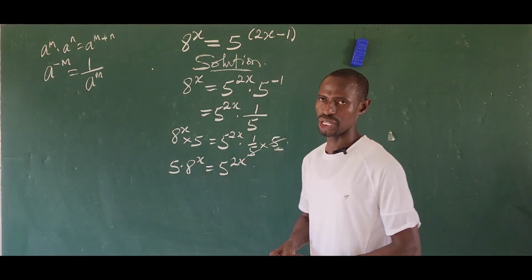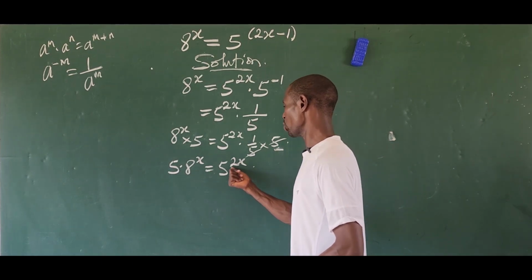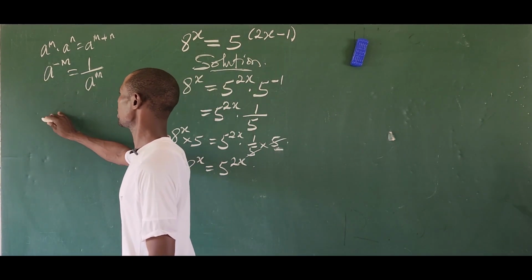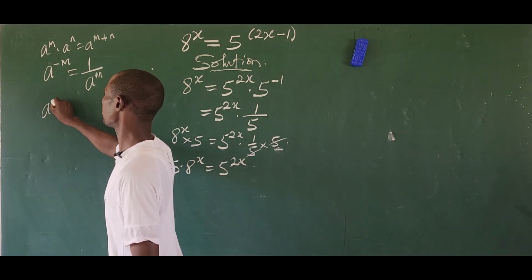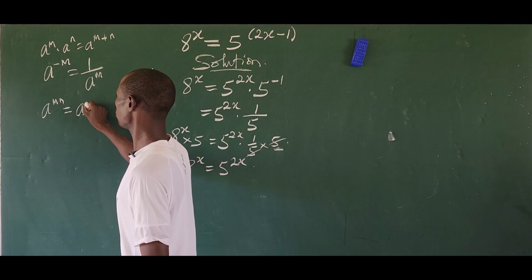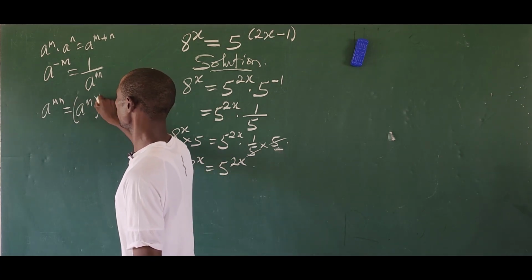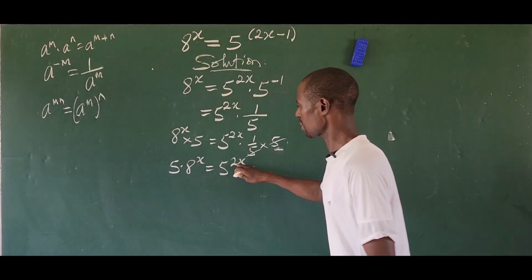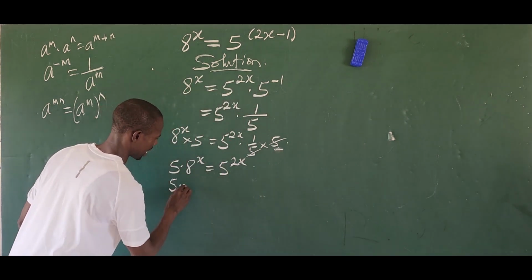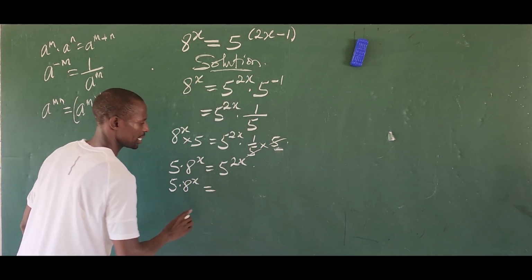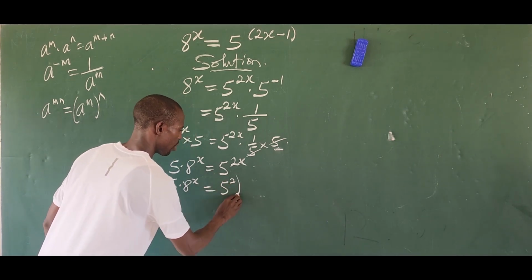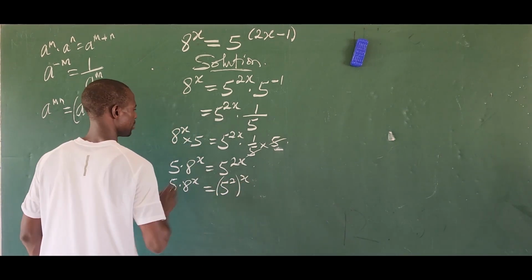There's something I want to do in here. I want to separate these two from this x here. So according to the law of indices again, which says that a to the power of mn is the same thing as a to the power of m, in bracket, raised to n, I can separate these two from this x here. And so this gives us 5 times a to the power of x is equal to 5 raised to power 2, raised to power x.